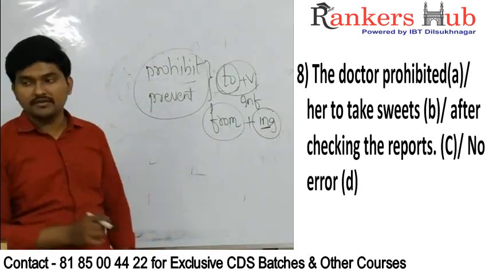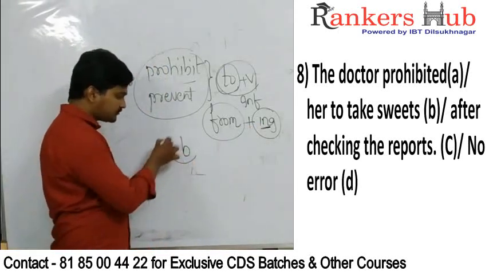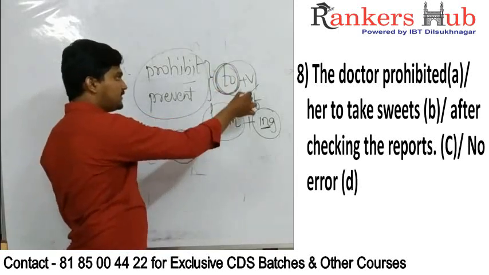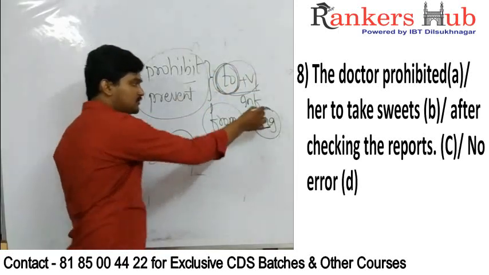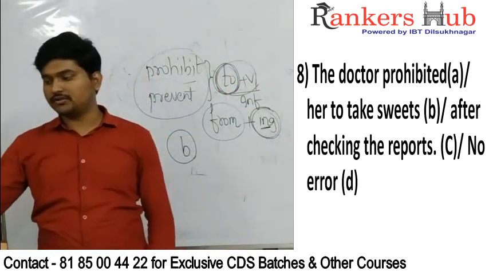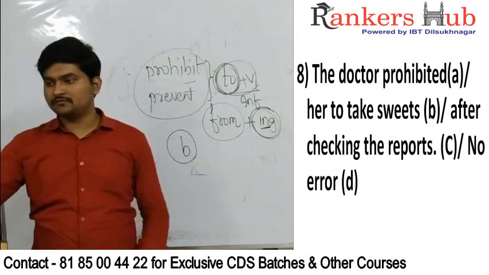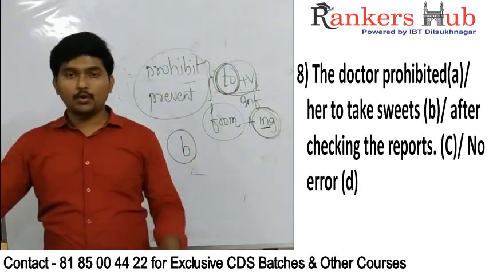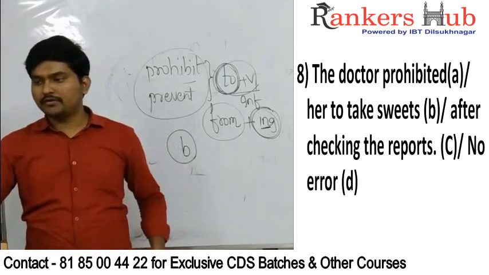So what is the problem in this sentence? Part B contains errors related to the preposition to usage, followed by an infinitive, which should be replaced by a gerund. Now from plus ing is required. That's why the doctor prohibited her from taking sweets after checking the reports, which is very easy. Part B contains the error. Moving to the next question.